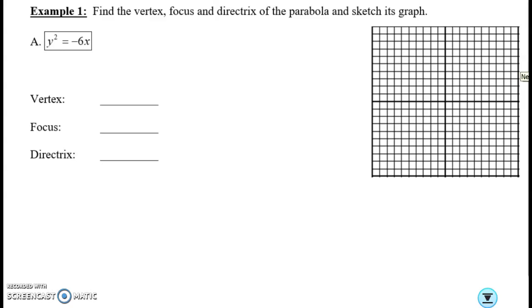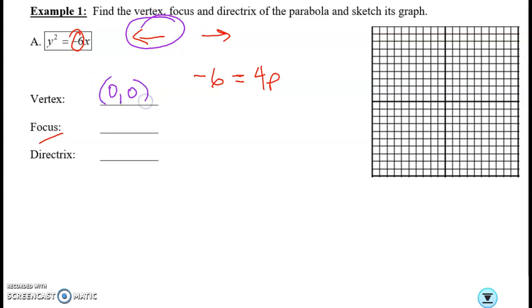So here's my first example, and they want us to find the vertex, the focus, and the directrix of this parabola. Since y is squared, we should know that this is going to open to the left or to the right. And since our 4p number, that number right in front of our non-squared variable, equals 4p, and 4p is negative, that means we're going to go in the negative direction from the vertex to get our focus point. So if we go in the negative direction, this would open to the left. Because there's no h, k, we know that our vertex is at the origin, 0, 0.